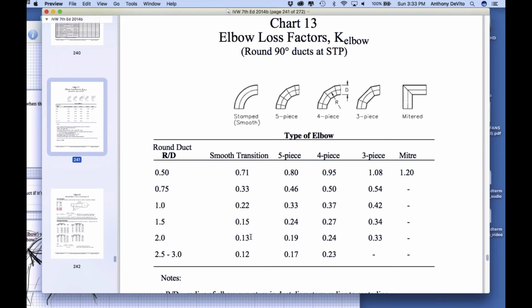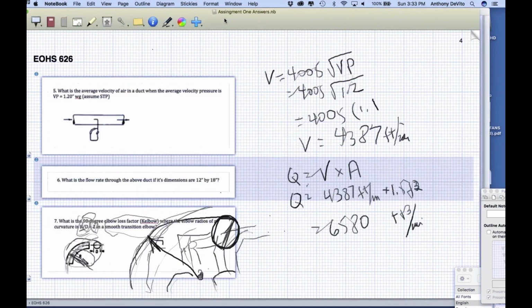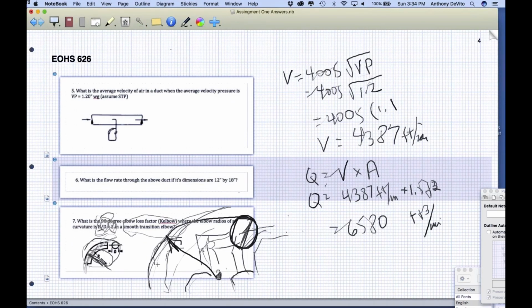Later on, we're going to see that this is used to calculate the actual loss. This is a constant for the loss here. We're going to multiply it by the velocity pressure to find the actual static pressure that we'll lose when we go through this transition. The faster the air is moving, the higher the velocity pressure, the more loss we're going to have. This constant is not going to change, but the velocity pressure will change, and that will change the amount of energy loss as well. So our factor is going to be equal to 0.13.